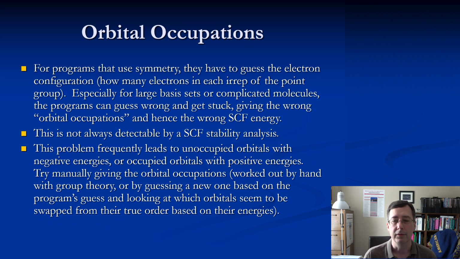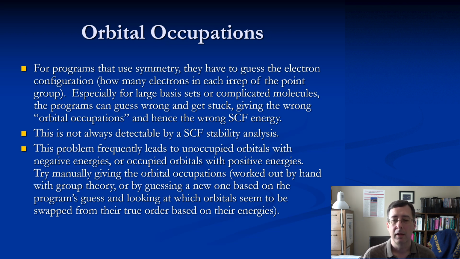Now, orbital occupations. This is an issue that comes up if I have small molecules with high symmetry, which can happen, especially if you're a starting quantum chemist and you're doing some pedagogical projects. If I have a program that uses symmetry or knows about symmetry, then they'll tend to guess what the electron occupation is in terms of how many electrons go in what irreducible representations. So in the water molecule, it'll guess, hopefully, that I have three pairs of electrons in A1 orbitals, one pair in a B1 orbital, and one pair in a B2 orbital.